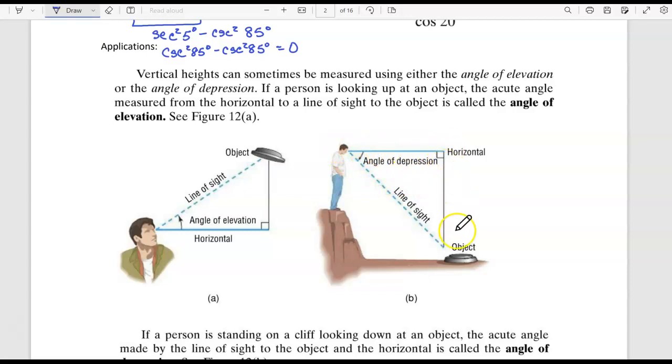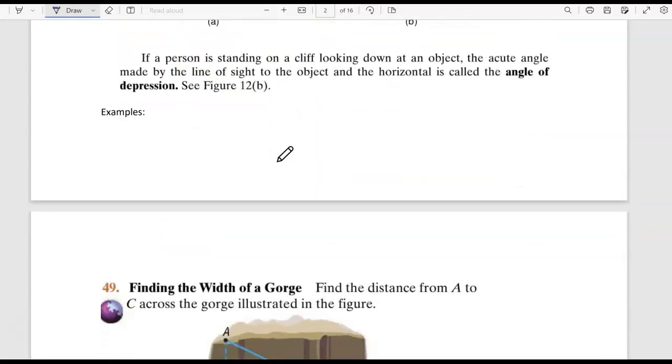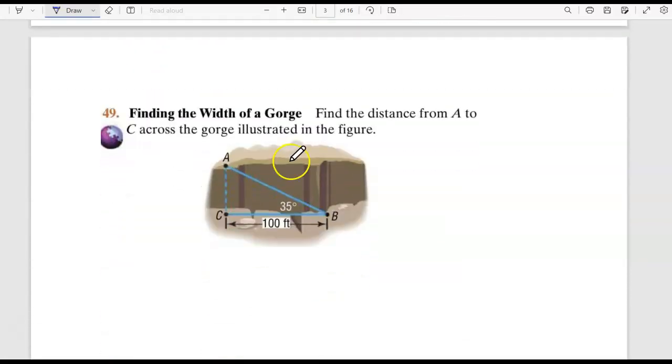And you can see how in both cases we're building this right triangle. So we could use some right triangle trig to figure some things out. So let's look at a few examples. Number 49. We have this gorge, and the distance from point B to point C is 100 feet. And we've got an angle in between here.